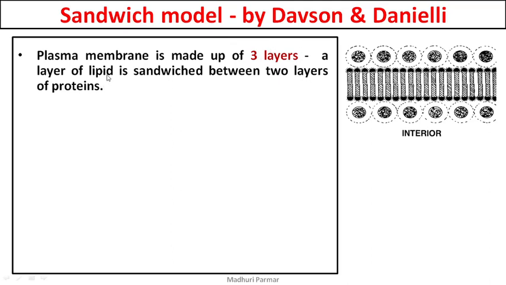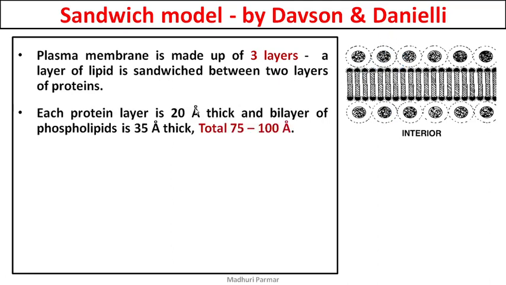A layer of lipid is sandwiched between 2 layers of protein. He said there is one layer of lipid which is sandwiched between 2 layers of proteins, so there will be 2 layers of proteins surrounding one layer of lipid. Each protein layer is 20 angstrom thick.